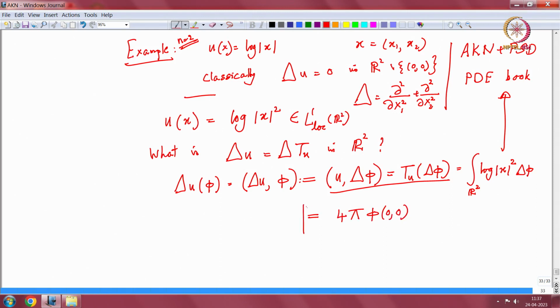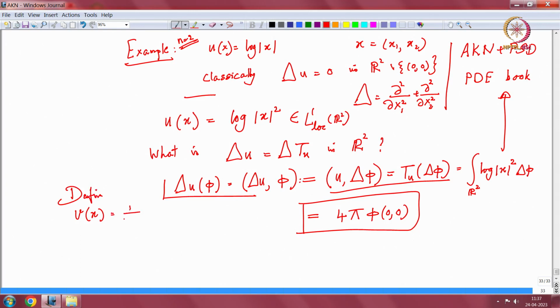Just check it in the book, if you take this Laplacian of phi. So if I define V(x) equal to 1 over 2 pi log mod x. This is what you would have seen in the book.